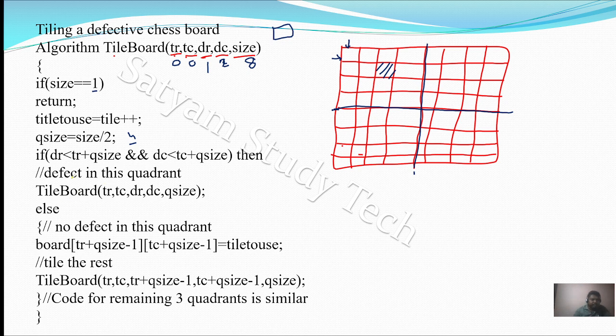Now you can see. So first find out whether the defective one is there or not. Which quadrant is the defective cell, the defective square, in? Now we can see this is the DR, meaning defective row. So what is the defective row? Defective row is 0. For example, here the defective row is 1. In this case the defective row is 1.